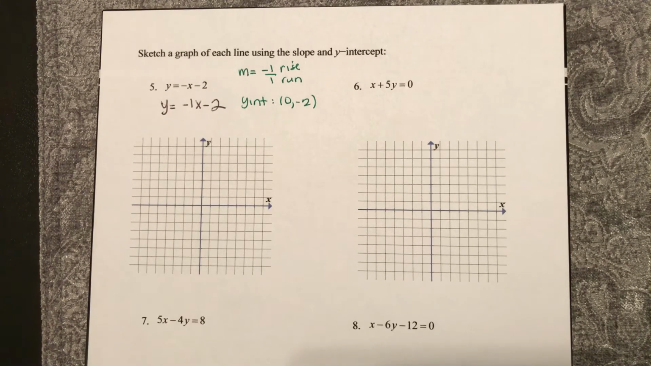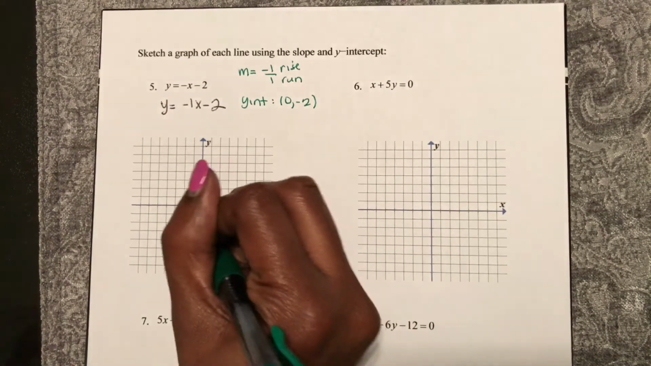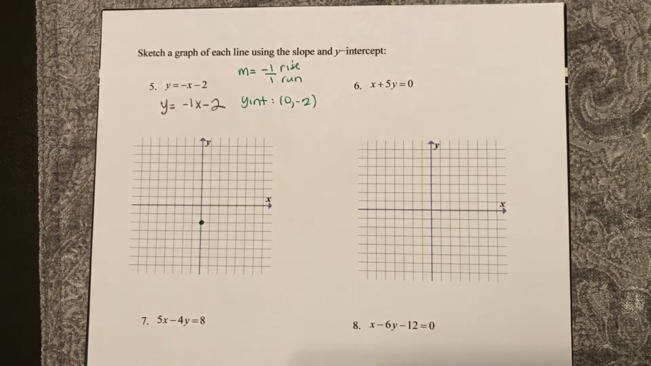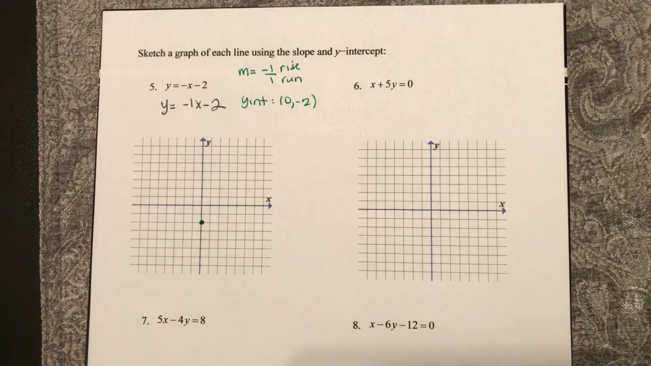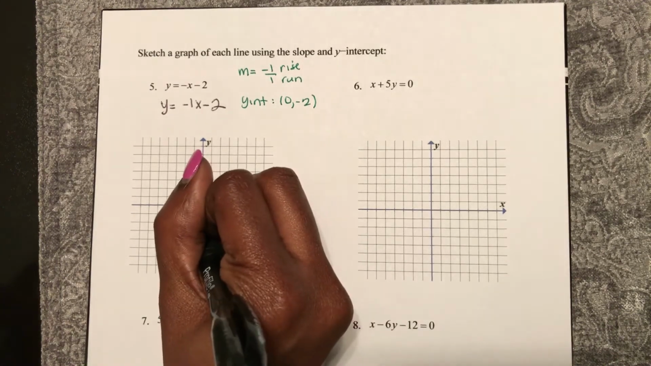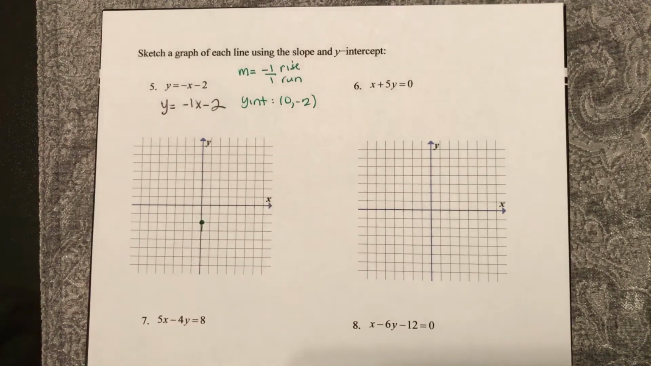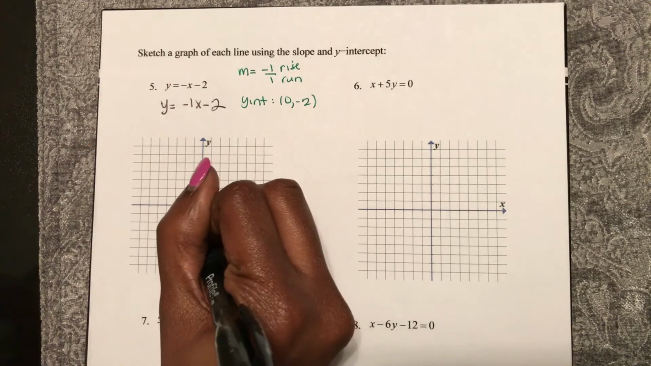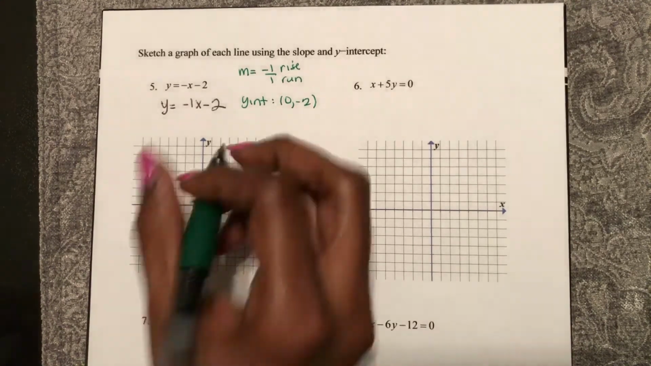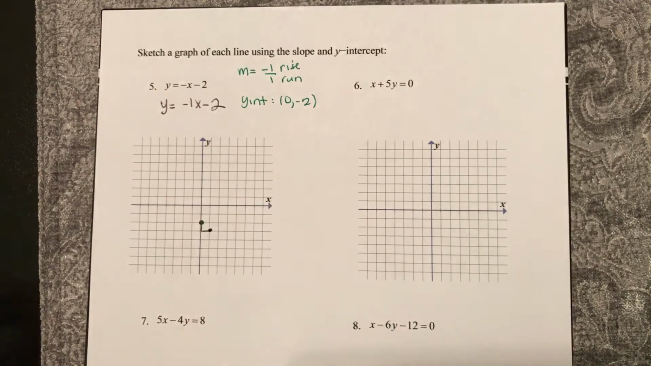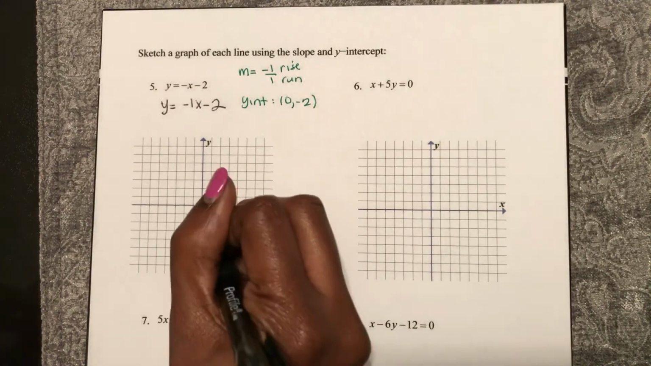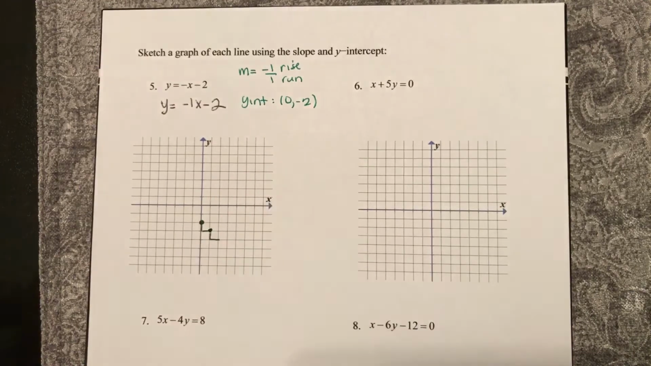The first thing I'm going to do is plot the one point that I know, my y-intercept, which is at 0, negative 2. So now, what is my slope? My rise is negative 1. So since it's negative, that means I'm going to go down 1. And my run is 1. I always run to my right. Here's a point. So now, let's do it again. Rise, run. Another point.